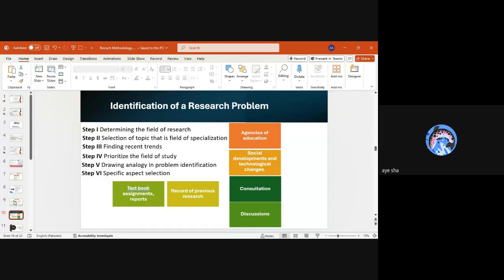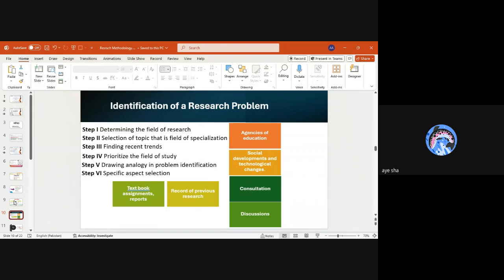Now, how can you identify or determine what's the recent trend in your field of research? You can go for the education agencies. For example, if you are a student, obviously you get to talk to many other students, you get to talk to many other professors. So you get the point of what is the recent trend in the field of research related to that particular area.